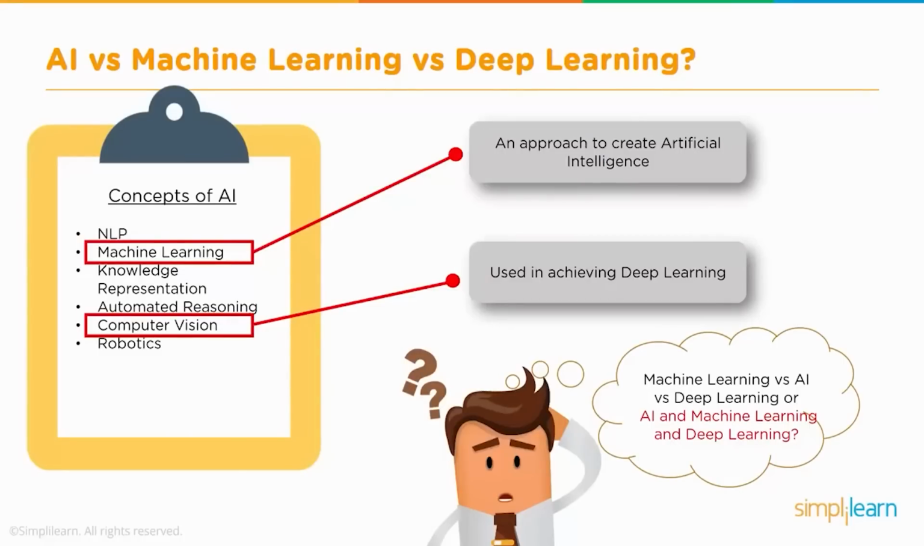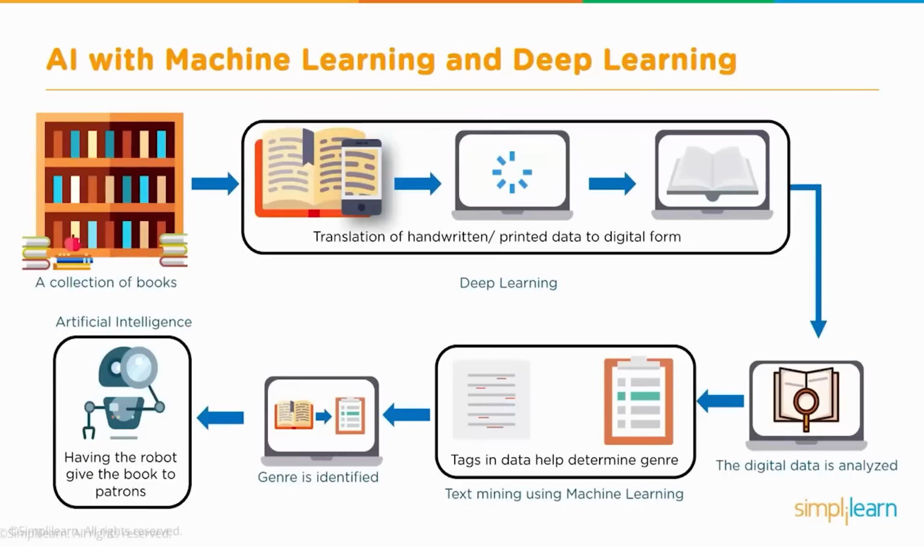AI versus machine learning versus deep learning. Concepts of AI. You'll see natural language processing, machine learning, an approach to create artificial intelligence. So it's one of the subsets of artificial intelligence. Knowledge representation, automated reasoning, computer vision, robotics. Machine learning versus AI versus deep learning, or AI and machine learning and deep learning. So when we look at this, we have AI with machine learning and deep learning.